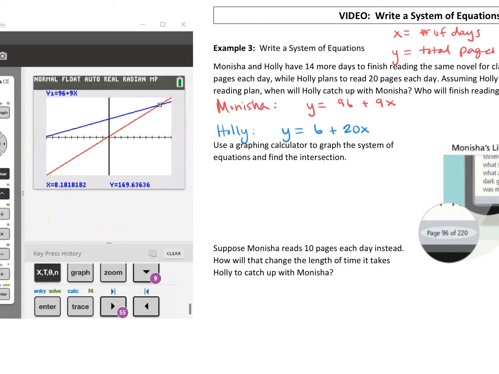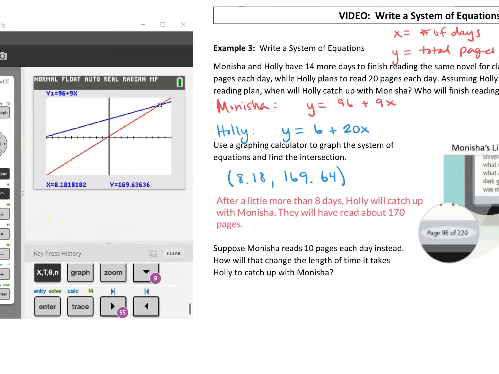So our ordered pair for the solution, the x is, let's say, 8.18, and the y was 169.64. So after just a little over 8 days, they have both read around 170 pages. All right, so there's that written down. Go ahead and pause and write that sentence in.